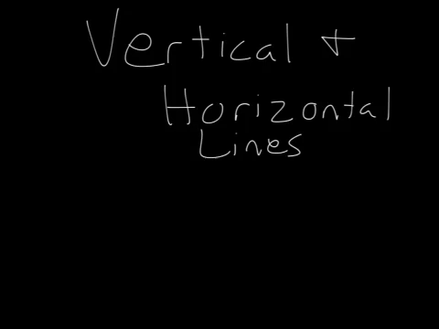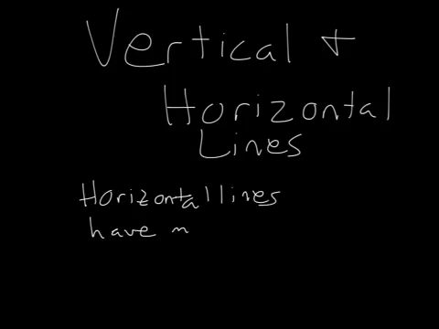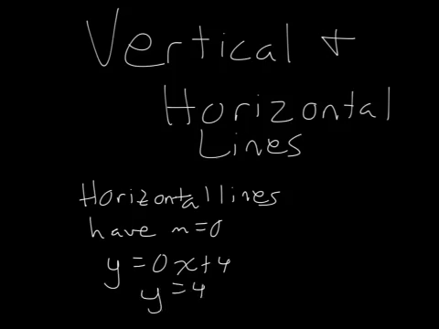The last thing we're going to discuss is the equations of horizontal and vertical lines. As we can recall from our last unit, a horizontal line has a slope of 0, so an equation for a horizontal line looks like y = 0x + 4. Anything times 0 is 0, so we can just write this as y = 4. Anytime you don't have an x-coordinate and you have a y-coordinate, you have a horizontal line.